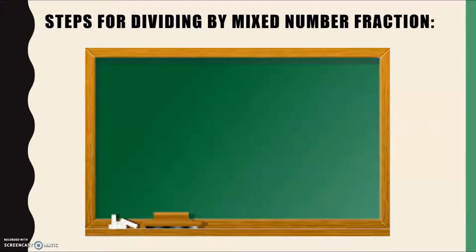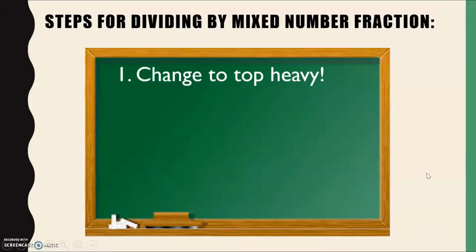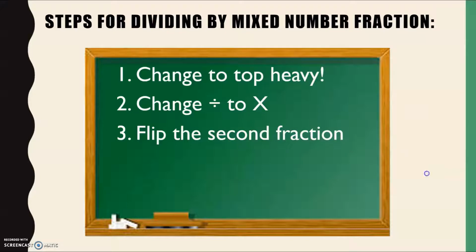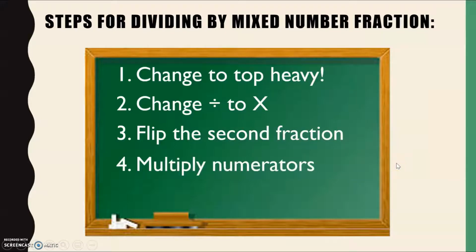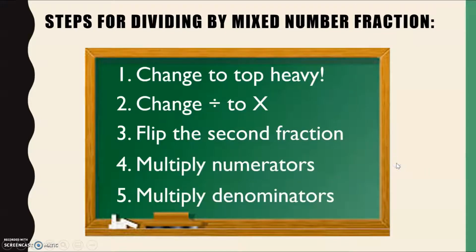Our steps for dividing by a mixed number fraction are just an extra step on what we've already been doing. So step number 1, we change to top heavy first. So before you do anything else, make all of your fractions top heavy. Then, same as last time, change divide to a times, flip the second fraction, multiply our top numbers together, and multiply our bottom numbers together.